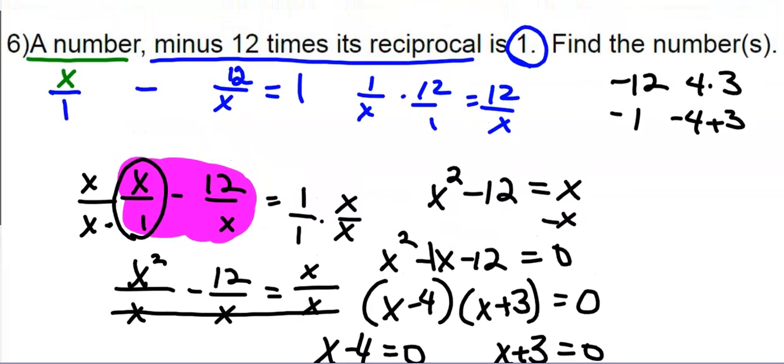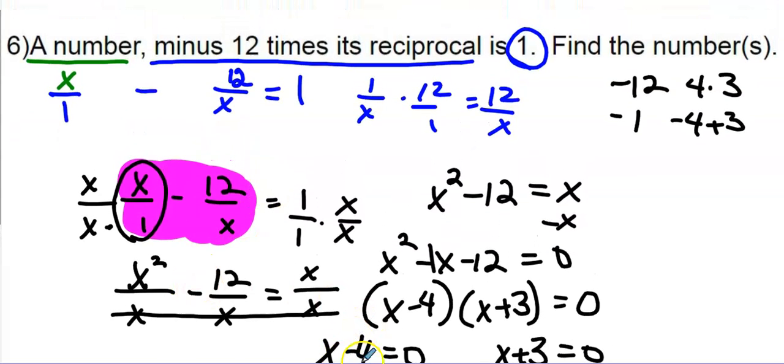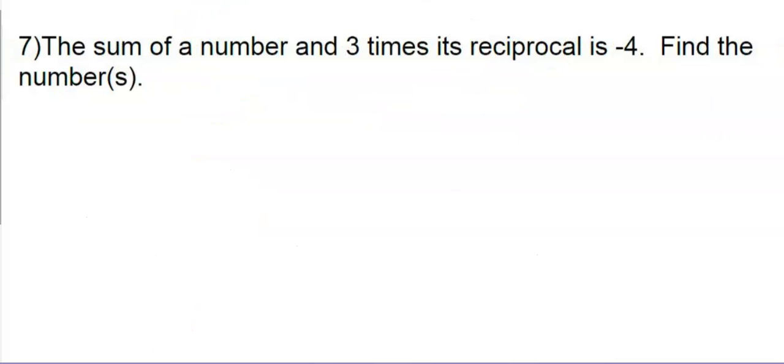And I'm not going to go through that, but if you take 4, minus 12 times 1/4. What is 12 times 1/4? It's 3. 4 minus 3 equals 1, and it would work with -3 also. Okay, we've got another one like that.